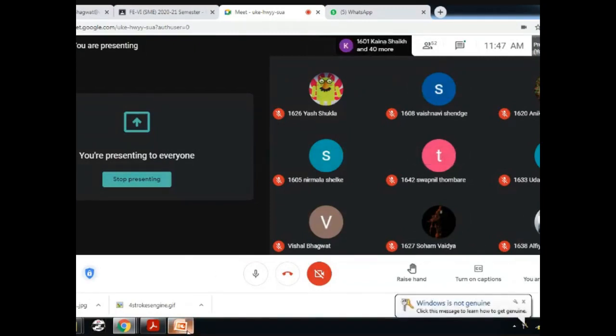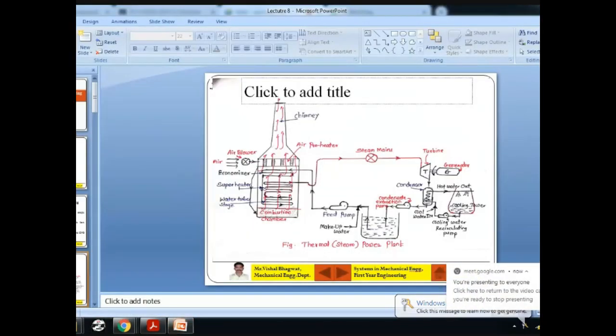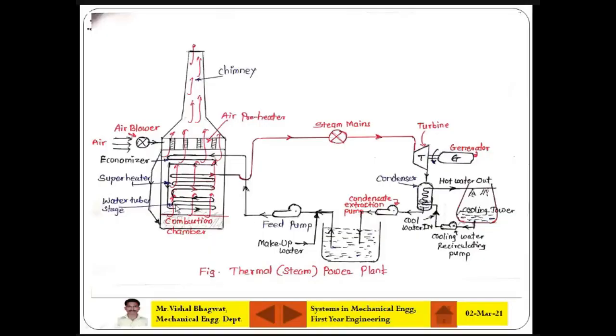Okay, fine. So from a combustion chamber, hot flue gases are coming, correct? And those are very hot. It may have some ash also, some ash particles, some dust also there. The hot flue dust will be there. Flue, F-L-U-E, flue gases.